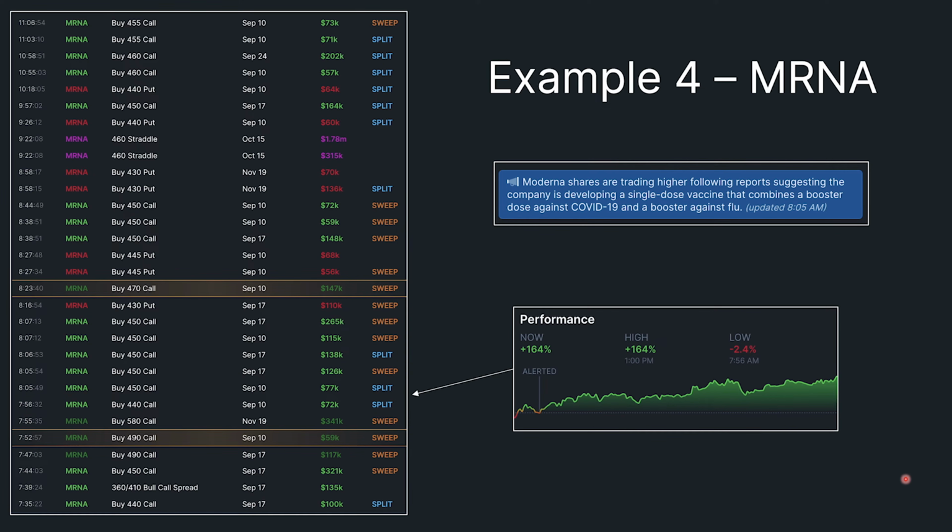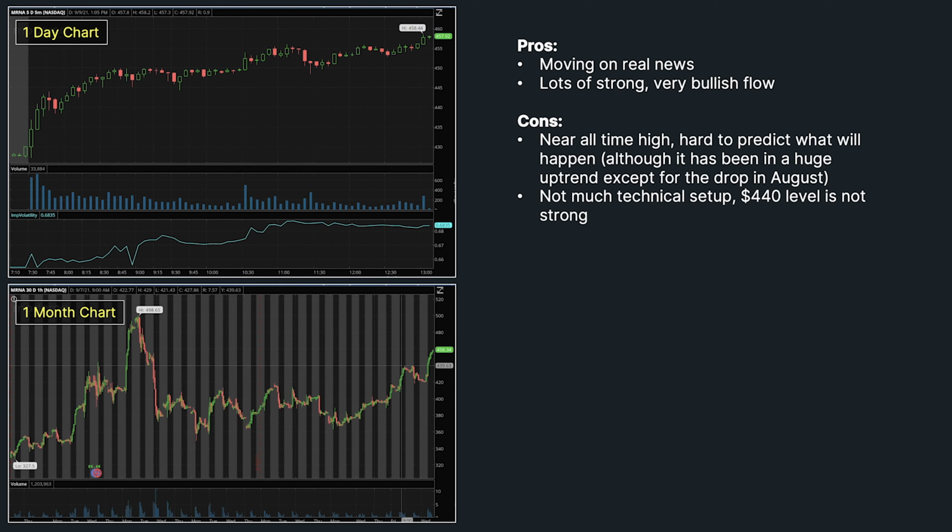Another example is Moderna. Moderna had some positive news in the morning about a booster shot that they were developing that would be effective against COVID-19 as well as the flu. So there was a ton of bullish flow in the morning. There was a good headline of some actual news, and these calls ended up doing pretty well.